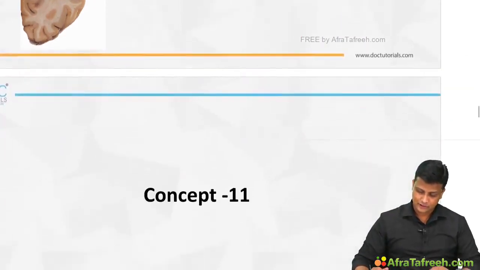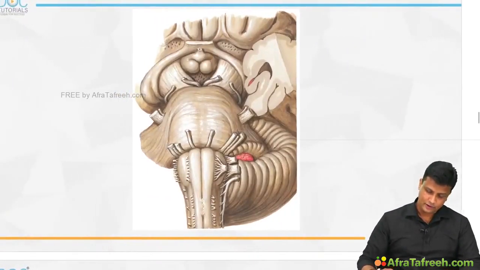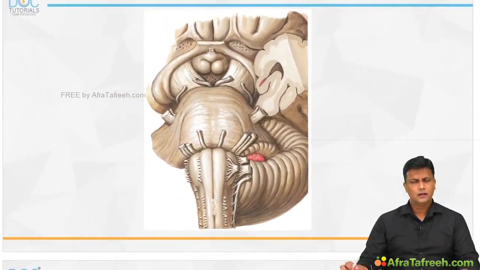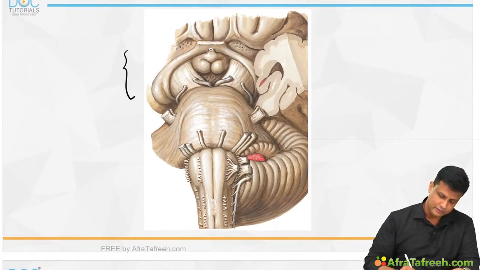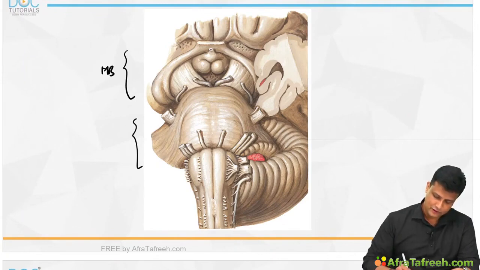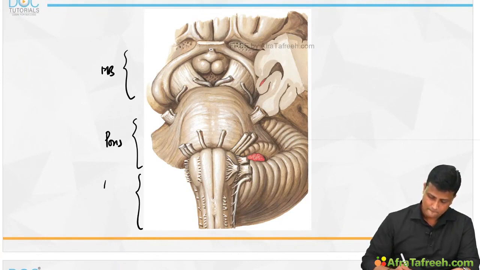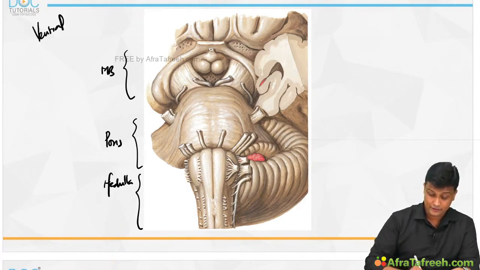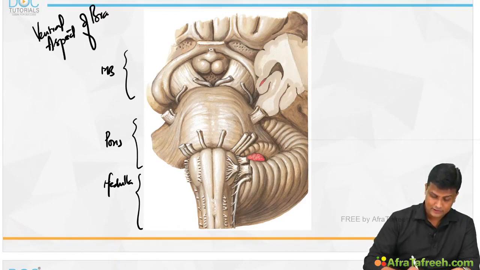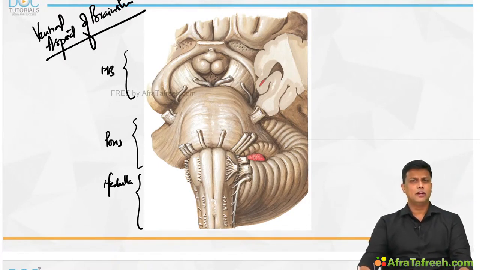Next one, moving on to the next concept now. Concept number 11 is about the ventral aspect of the brainstem. The moment you look at this diagram here, no doubt, this one will be the midbrain. This big bridge-like structure here will be the pons. Pons itself means bridge, and this one here will be the medulla oblongata, followed by the spinal cord. So basically, this is the brainstem, and which aspect is important? This is the ventral aspect of the brainstem, sir. Perfect. The midbrain, pons, and medulla oblongata.